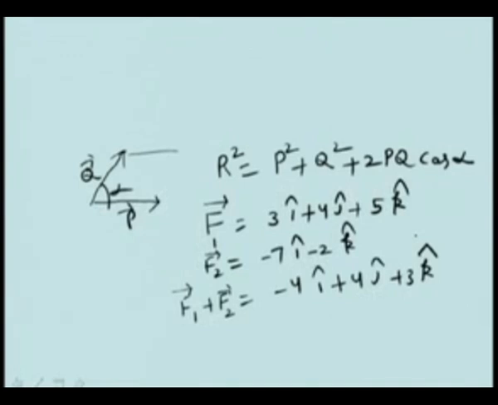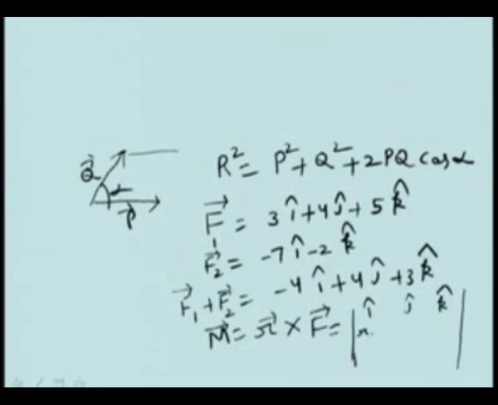Now with two forces, you can find the moments also. R cross F is the moment. This can also easily be found out. You know how to find the cross product. We can have R cross F equal to the determinant with rows i, j, k, then Rx, Ry, Rz, and then Fx, Fy, Fz.